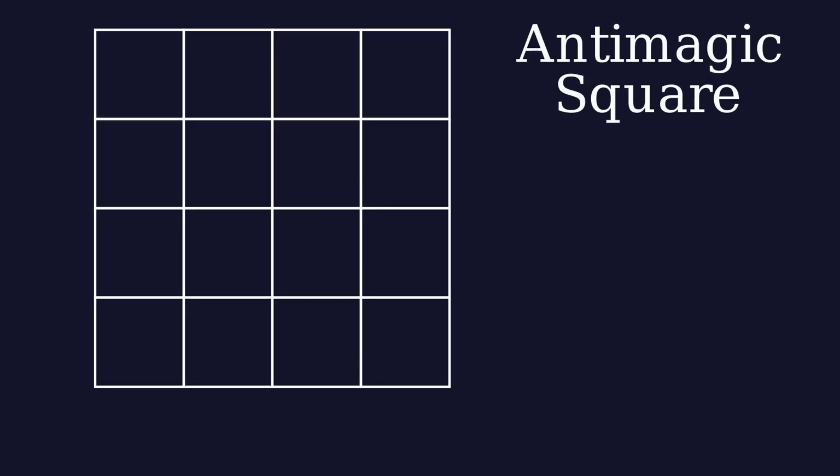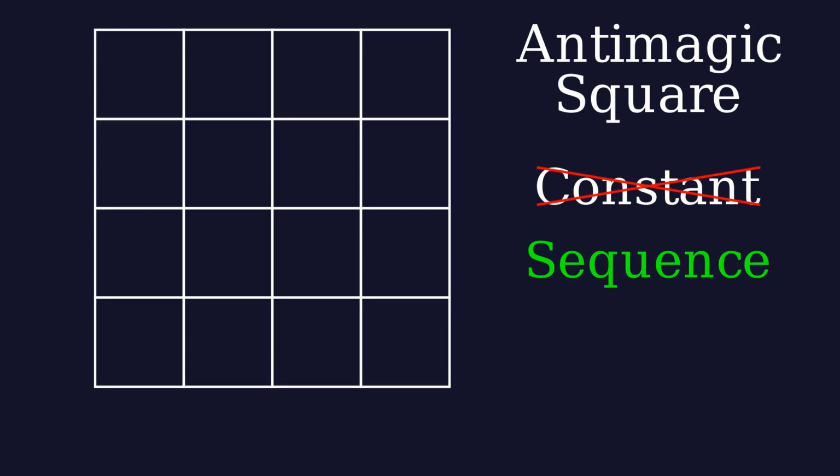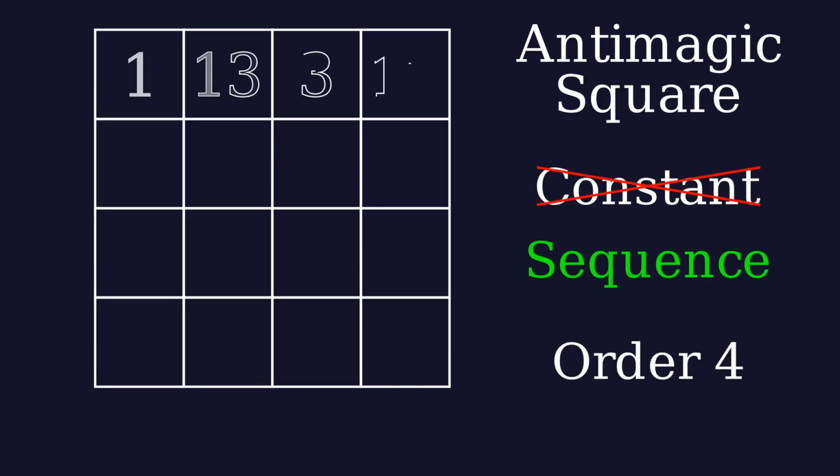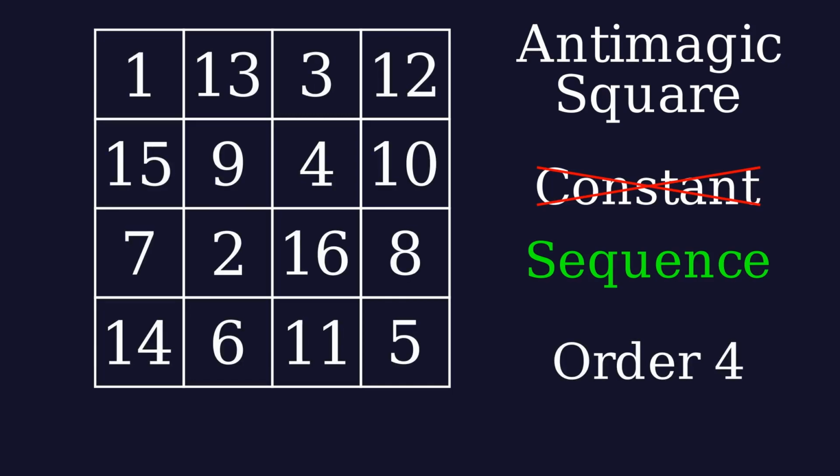An anti-magic square is a configuration of numbers in which the sums of each row, column and diagonal form a sequence of consecutive integers rather than having a constant value as seen in traditional magic squares. The smallest anti-magic squares are of order 4. For instance, in this square, each row, column and diagonal has a specific sum. These sums create a sequence of consecutive integers.